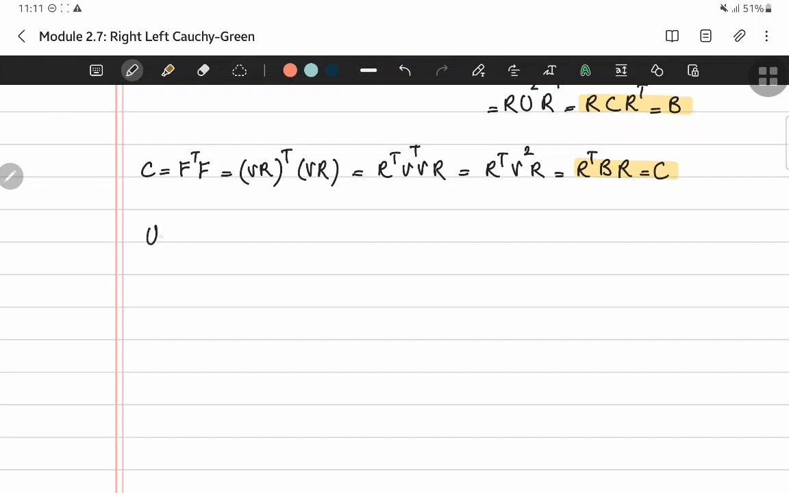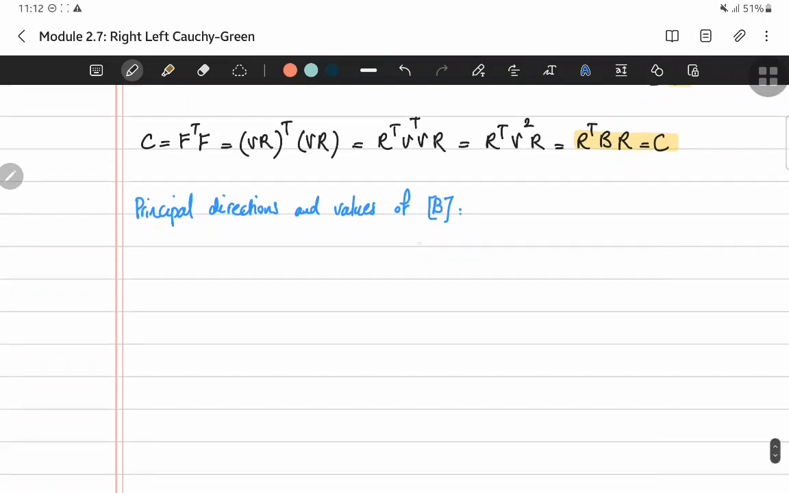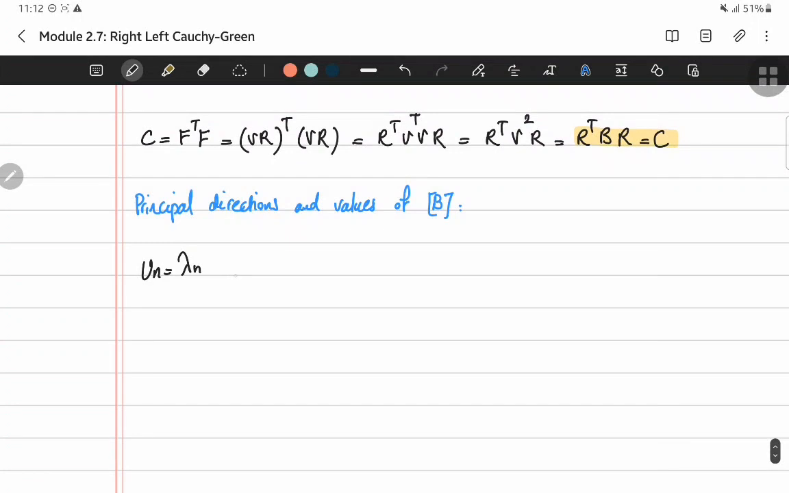So we have the principal directions and values of B. So let me just change this color to blue. All right. So the principal directions: Un was equal to lambda n, if you remember. And for C, actually, from here, we got Cn is equal to lambda squared n.